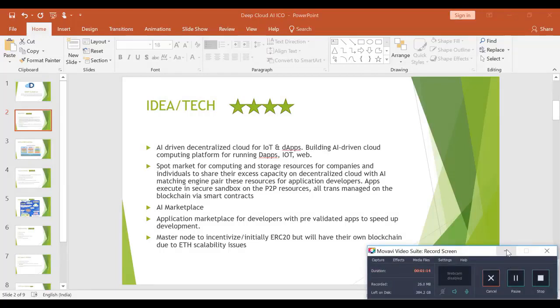So you might ask that there are already many players in this space like Golem or Sonm or Hypernet. However, if I talk about DeepCloud AI, the AI is the big plus for this project and they are targeting the IoT and DApps segment. That's kind of untapped as of now. Because if I talk about the AI, I think in the next 2 to 5 years, most of the devices will have some sort of AI elements within them.